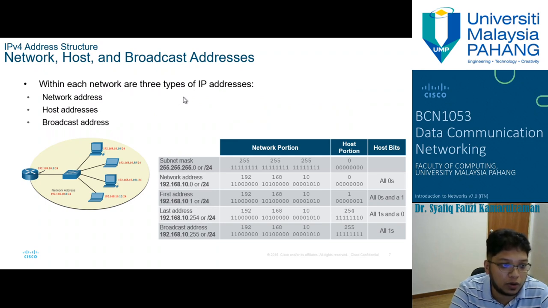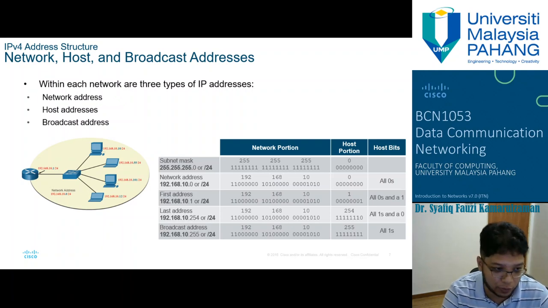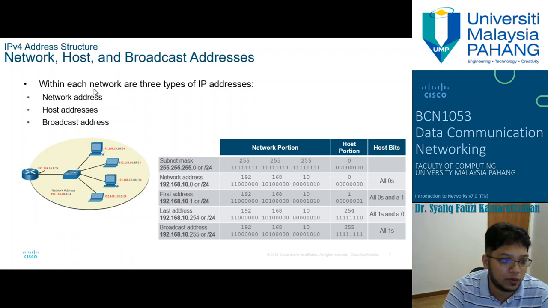There are three addresses that are important inside a network: the network address, the host address, and the broadcast address. The network address represents the branch of the network from the outside connection. You may have another network outside connecting to this router, but the area connected to this router is represented by one network. So what is the network address of the hosts of this network? This is where we use the subnet mask to find out the network address.